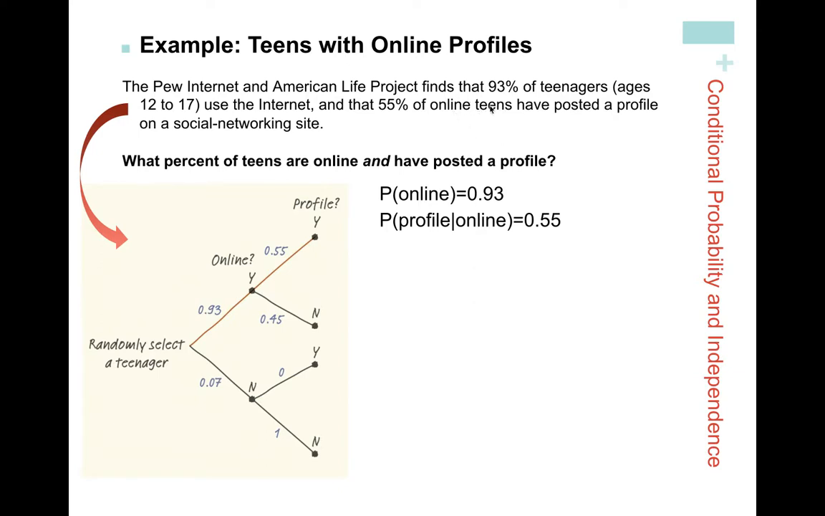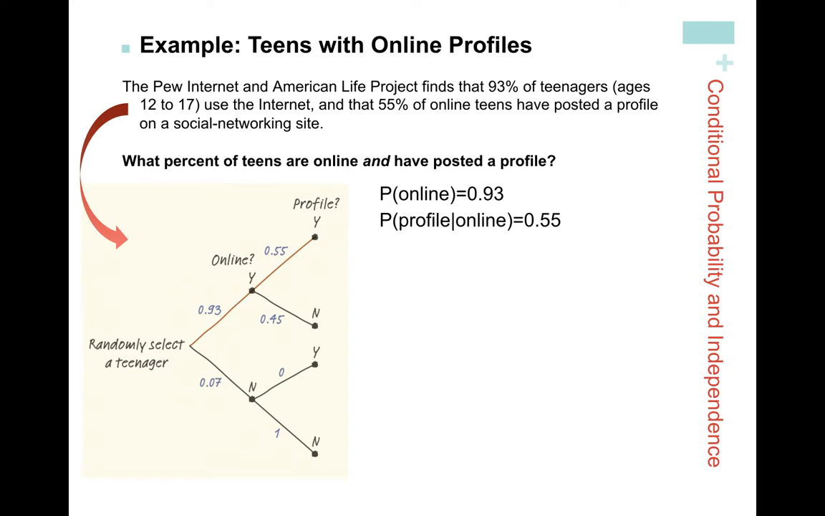So that is the condition that is being met. Just out of online teens, 55% of them are yes, they did post a profile. So that 0.55 right here is this conditional probability. This is not an intersection. This is not an "and." This is a "given that." Okay, so let's just think about that for a moment.